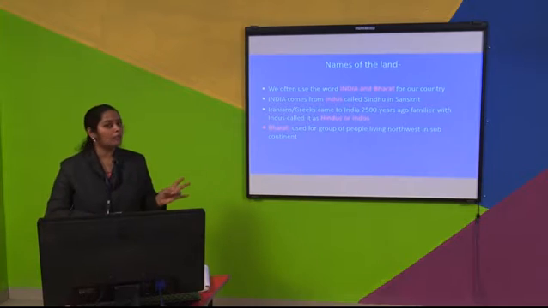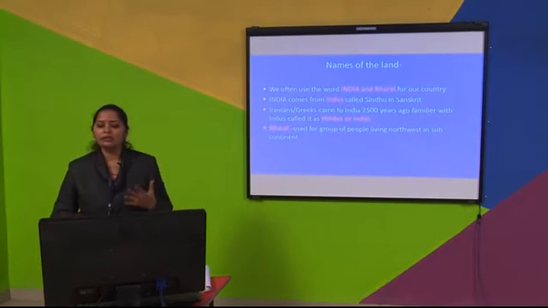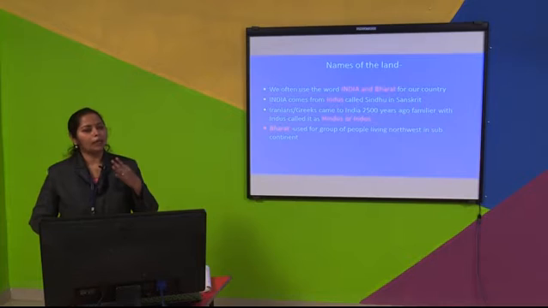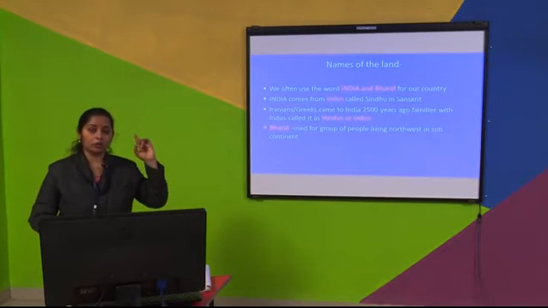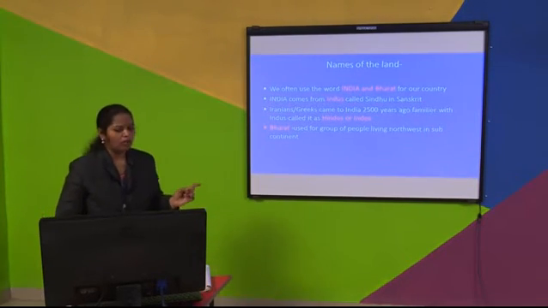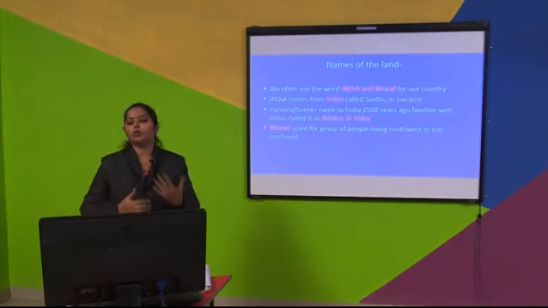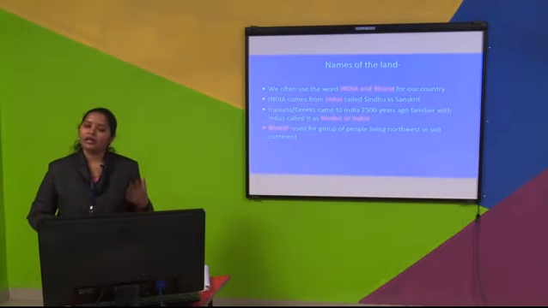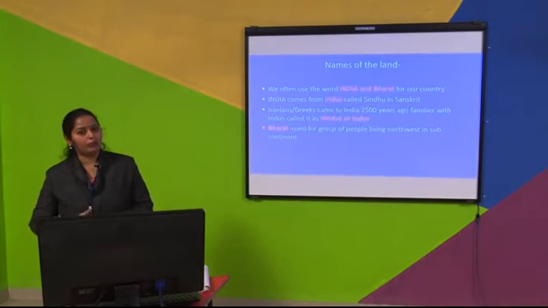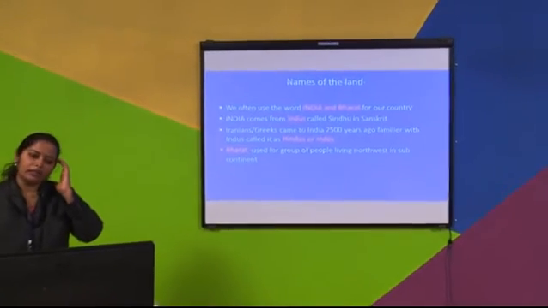First of all, it comes from the word Sindhu, river Sindhu, that is in Sanskrit. And again, many Iranians and Greeks who came to India around 2500 years ago were familiar with the word Indus. So, they used to call it Hindus or Indos. And again, Bharat is used for the group of people living northwest in the subcontinent of the region.